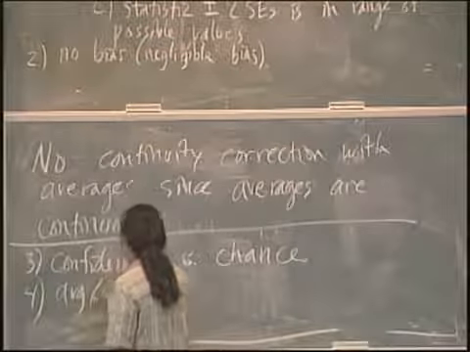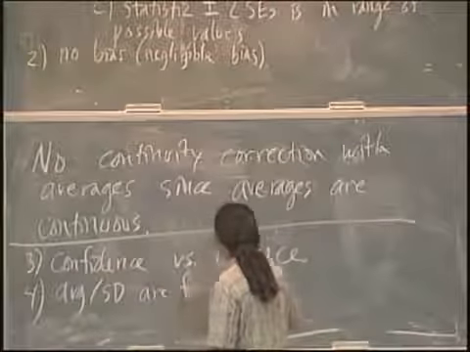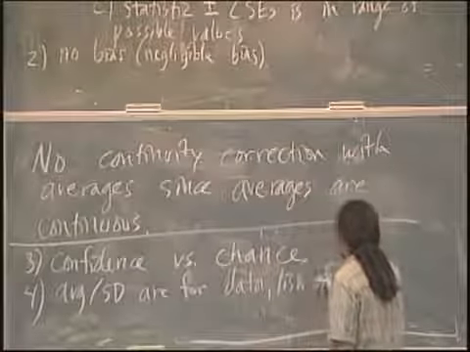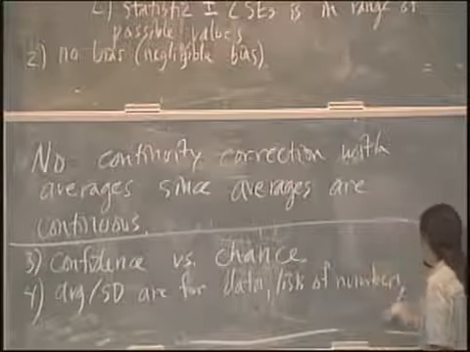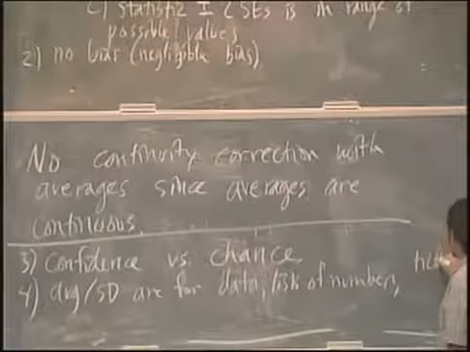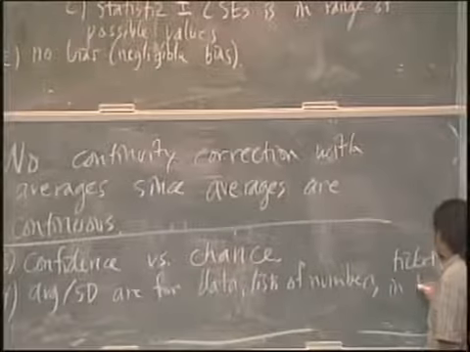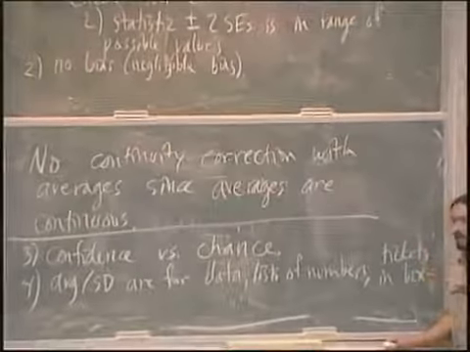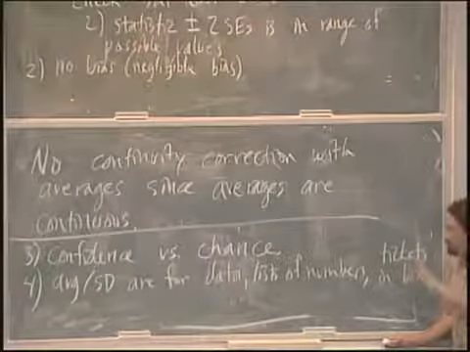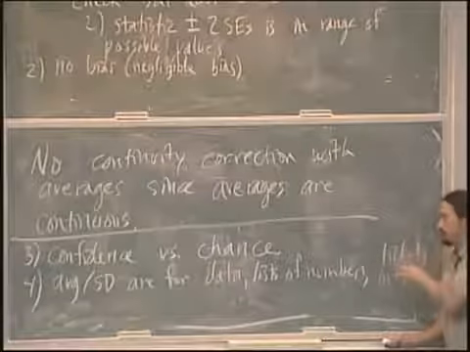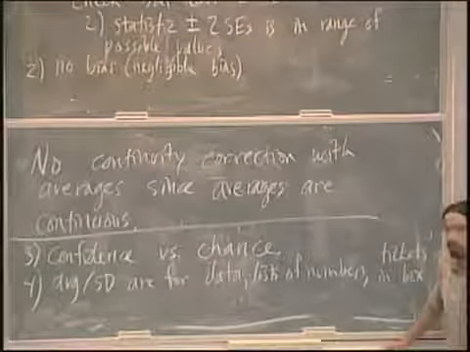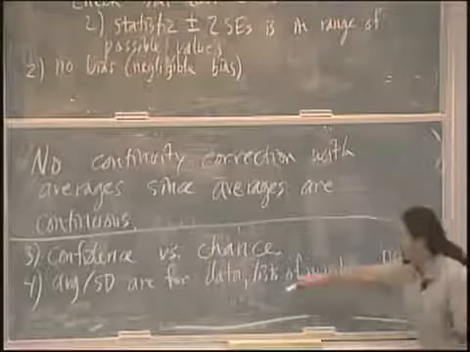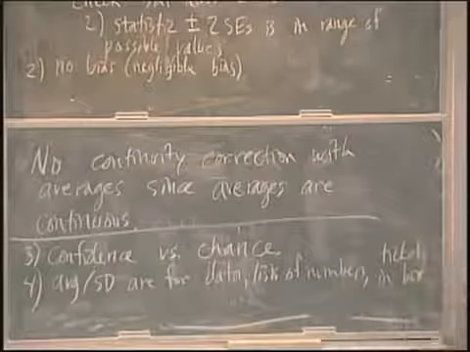So I just want to remind you, average and SD are for data, or lists of numbers. We calculate them for tickets in the box, right? The average of the box, the SD of the box. All these things are fairly concrete, that the average is what you get if you add them all up and divide by how many there are. You may not be given the numbers, but in theory at least, if you were given the numbers, you could calculate the average and the SD for any of these things. A data set, a list of numbers, tickets in a box.